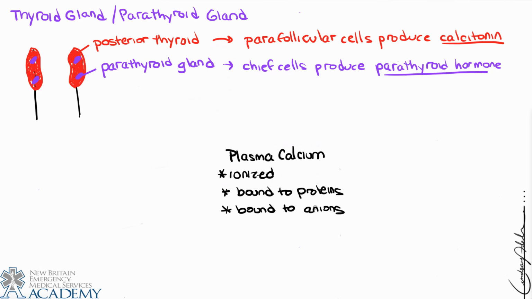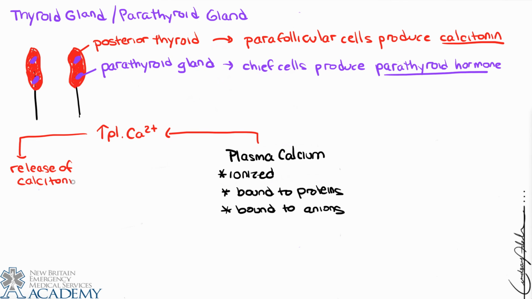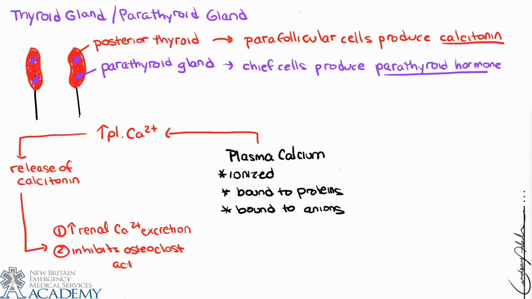So if there is an increase in plasma calcium, we'll get release of calcitonin. And it's been suggested that the role of calcitonin is sort of inferior to the role of parathyroid hormone in humans, but is a little bit more important in other animals. But in either case, release of calcitonin can lead to two important things. One would be increase of renal calcium excretion, so in the kidneys, more calcium will be filtered out and excreted. And two is inhibition of osteoclast activity.